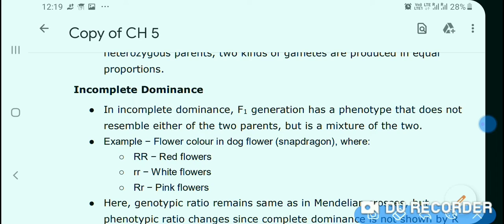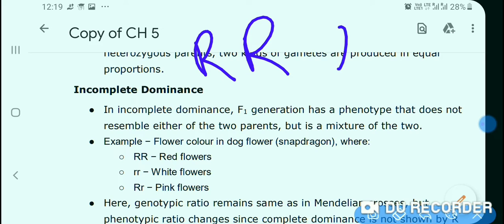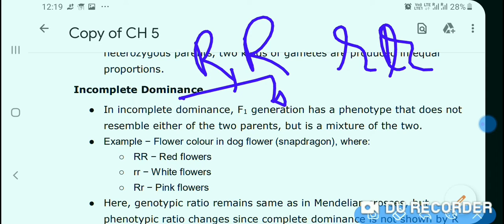Give an example of the plants which show incomplete dominance. When we take a red color plant and a white color plant of Mirabilis jalapa, in gamete formation there is only one type of gamete. So in the F1 generation, this will be capital R, small r.